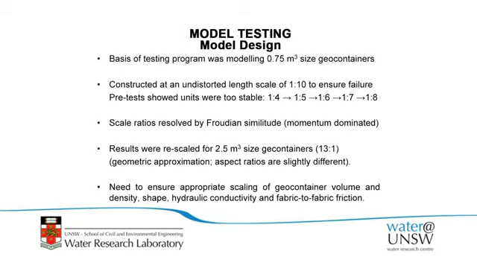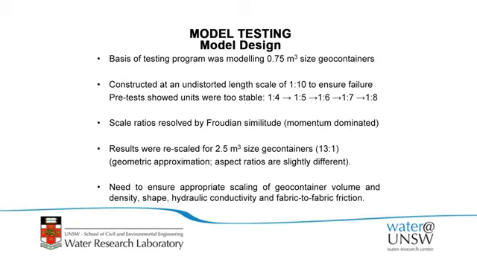If you're technically involved, it's called Froudian similitude, the main basis of the testing, but if you don't do model testing or if you're not a coastal engineer, you can ignore that one. By simply changing the scale, the 2.5 cubic metre units scale as a 1 in 13 to what we did in the model. So we can simply scale up the results to simulate the 2.5 cubic metre units as well.